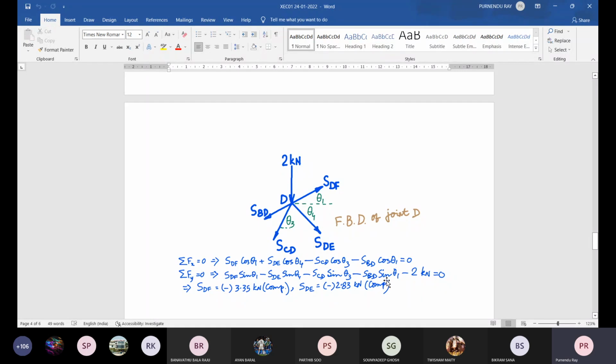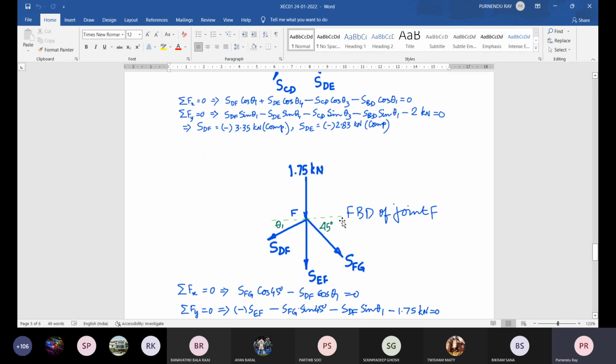Solve it very carefully without any mistake. Then S_DF is found after solving, but in an examination you have to show the detailed solution. Okay. Now S_DF is equal to minus 3.35 kilonewton. So the actual direction will be opposite, but you should not show it in the diagram, and its nature is compressive. And S_DE is again compressive, 2.86 kilonewton.